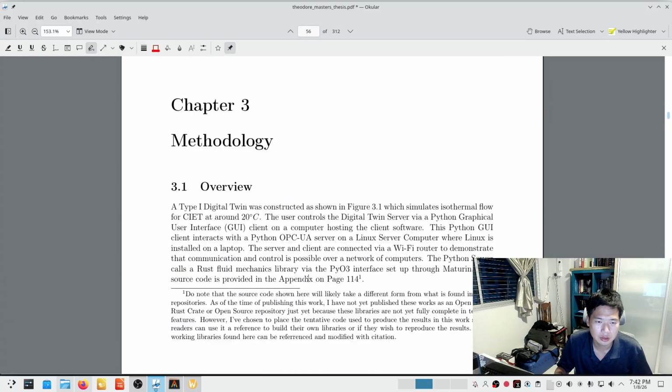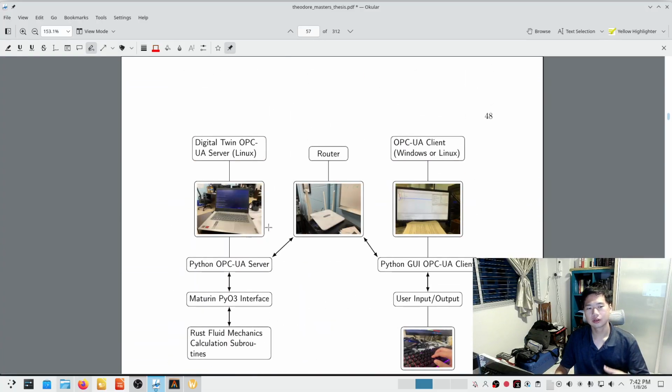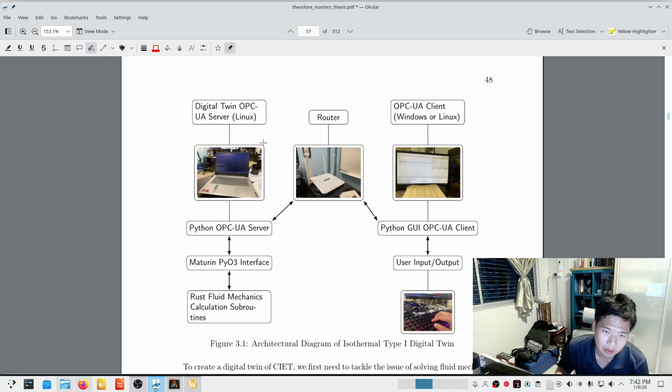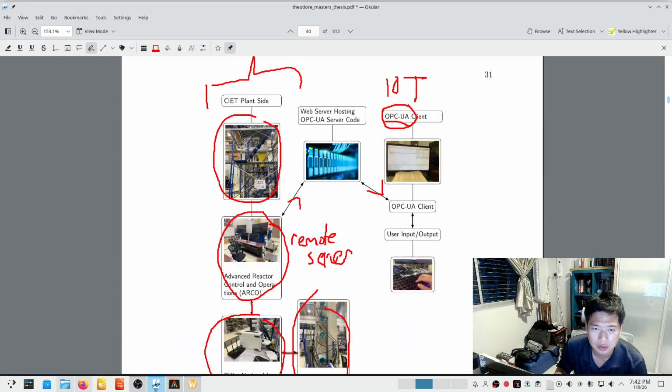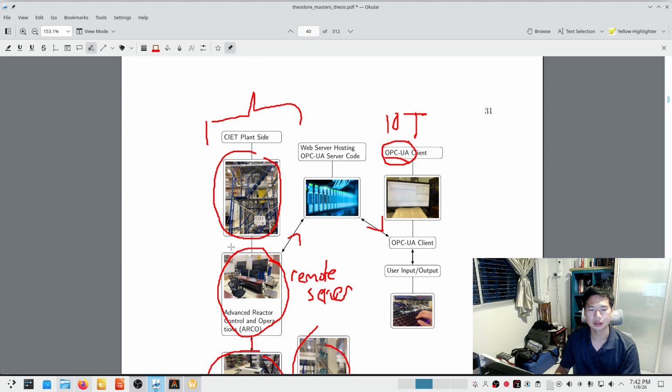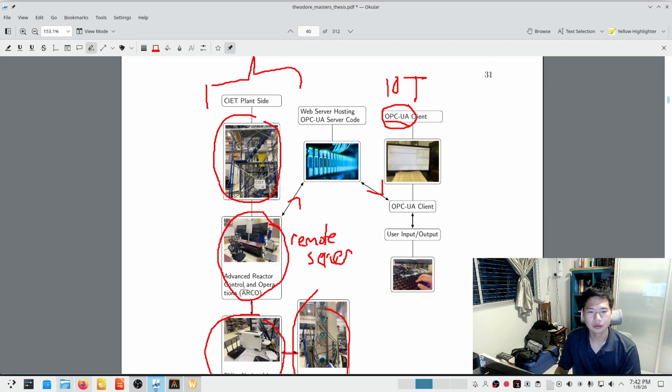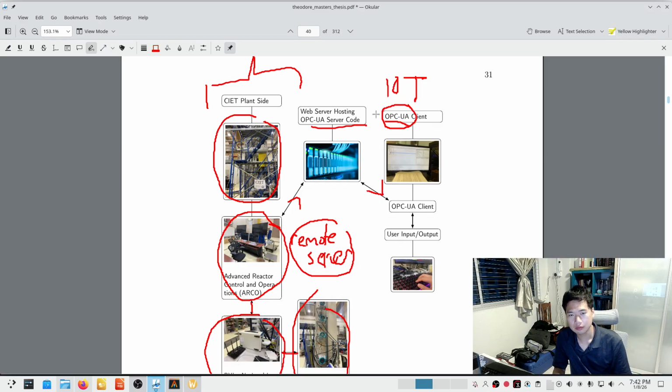Okay, libraries, methodology, yes. So basically, inside my master's thesis, I was experimenting, and I wanted to replicate the remote control architecture that Arco CIET had. Okay, so CIET, the plant site: I have the plant site on one end, which compiles the information and pumps it to an OPC UA server, and you can access it from an OPC UA client.